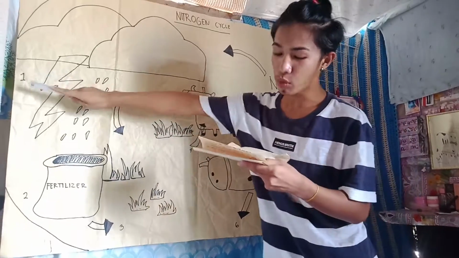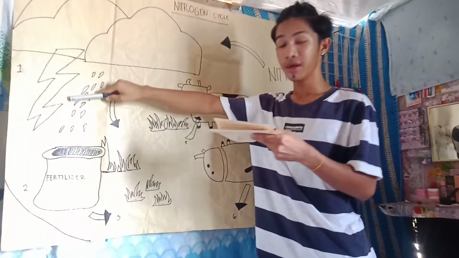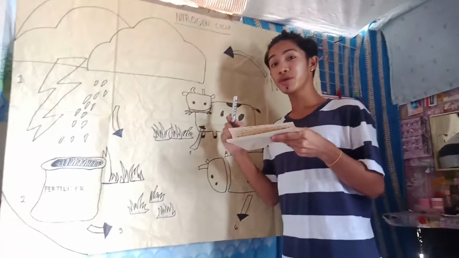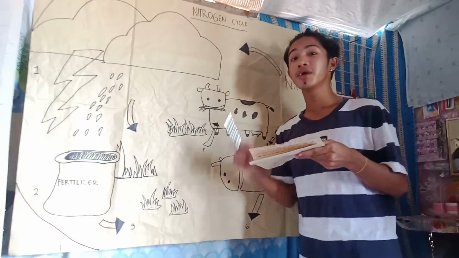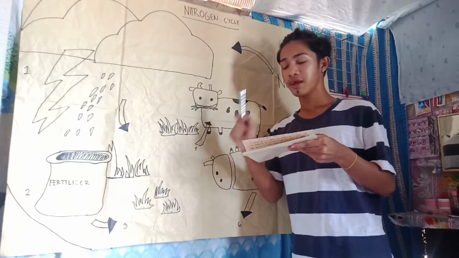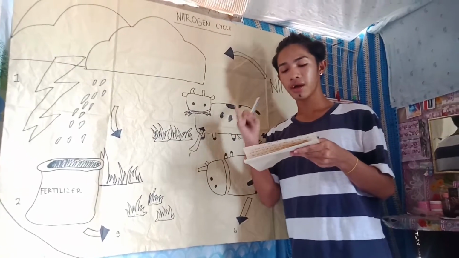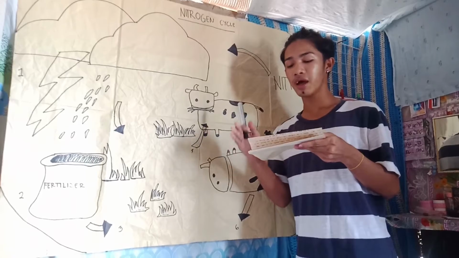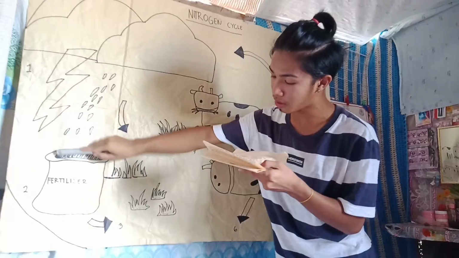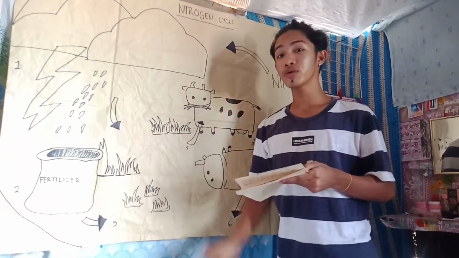So in step 1, this is the process for step 1. Nitrogen is introduced to the soil by precipitation. Nitrogen exists in our atmosphere, which is naturally 78% nitrogen. Another 22% is made up of oxygen, carbon dioxide, and other greenhouse gases. And once the rain falls down to the ground, it brings elemental nitrogen from the air down to the soil.